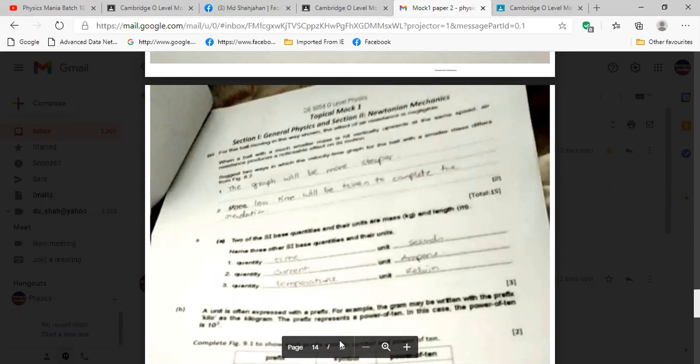For this ball moving in a way shown, the effect of air resistance is negligible. When a ball with a much smaller mass is hit vertically upwards at the same speed, air resistance produces a noticeable effect on its motion. Suggest two ways in which the velocity time graph for the ball with a smaller mass differs from figure 8.2. So the graph will be more steeper and less time will be taken to complete the revolution.